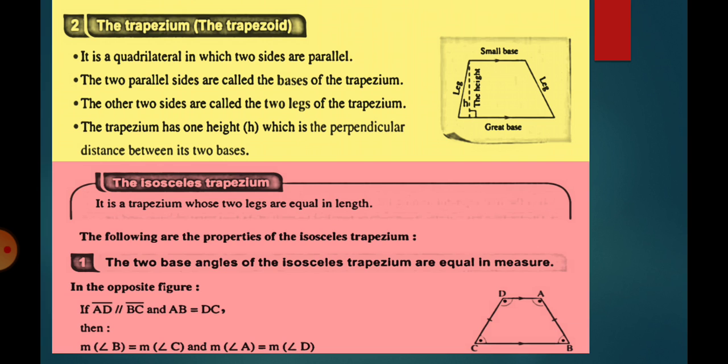The isosceles trapezium is a trapezium whose two legs are equal in length, and the base angles are congruent: measure of angle B equals measure of angle C, and measure of angle D equals measure of angle A. A trapezium is a quadrilateral in which two opposite sides are parallel and not equal.